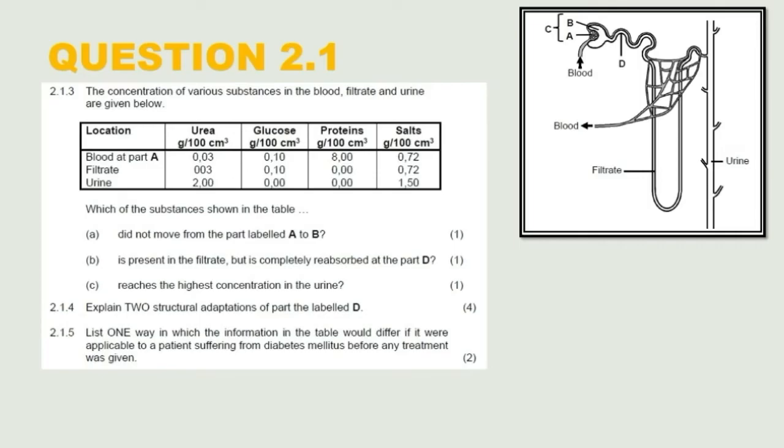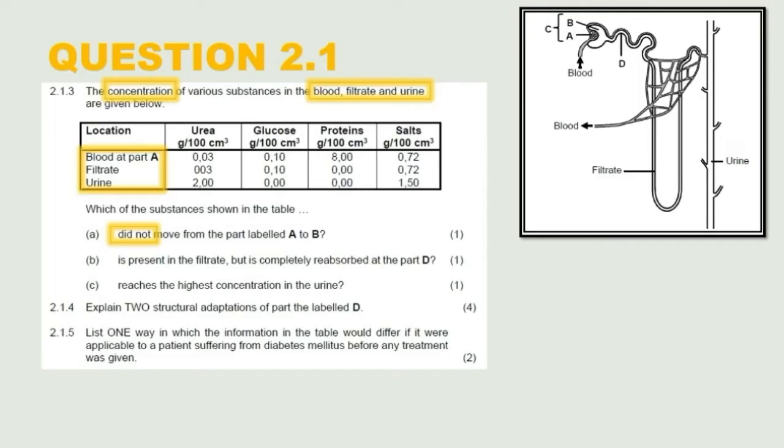If we look at question 2.1.3, it says the concentration of various substances in the blood, the filtrate, and the urine is given below. Remember, blood is still in the afferent and efferent arteriole. Filtrate you will find in Bowman's capsule, and the urine will be in your collecting ducts, pelvis, ureter and bladder. So there they've given you the three locations: the blood, the filtrate, and the urine. It's very important for you to go through all the values given.